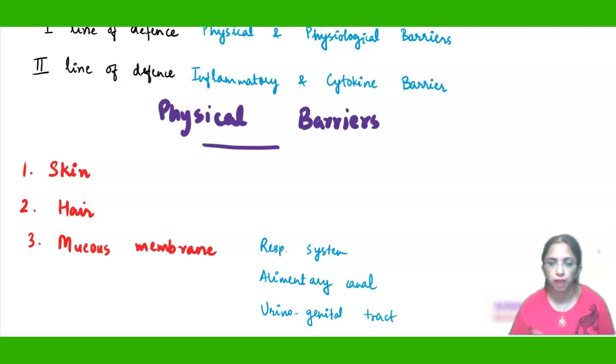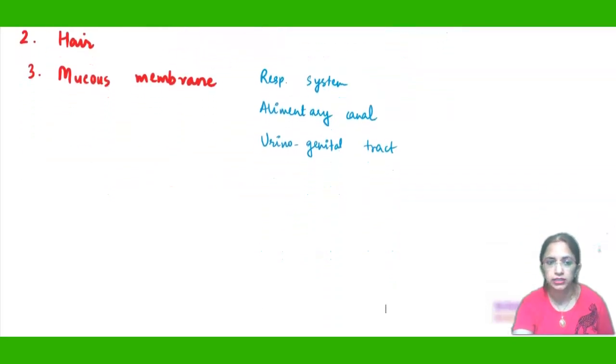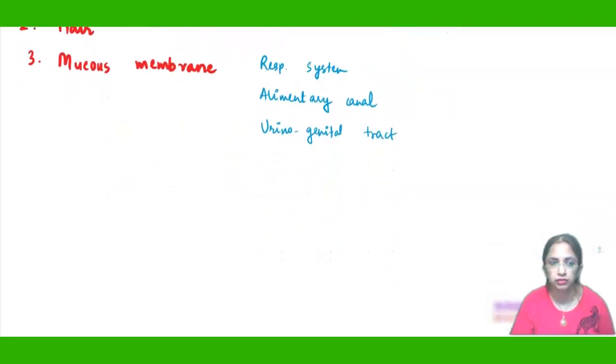So physical barriers are the first line of defense. They will resist the entry of microbes in the human body. Now let's come on to the physiological barriers that you have in your body. So next heading is physiological barriers.